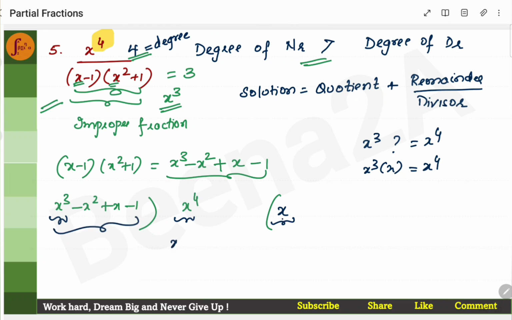x into x cube is x to the power 4. x into minus x square is minus x cube. x into plus x is x square. x into minus 1 is minus 1x or minus x. Now we'll subtract the whole thing.